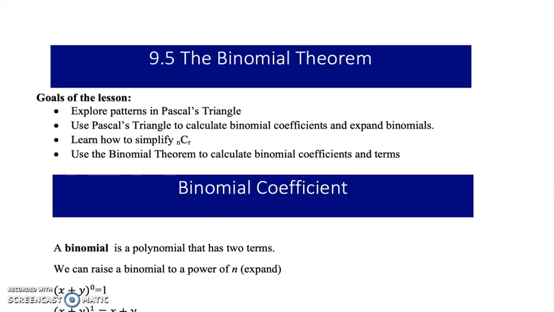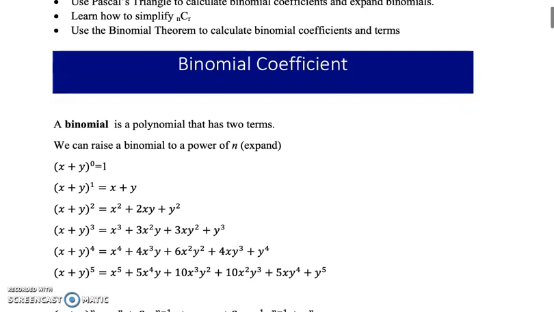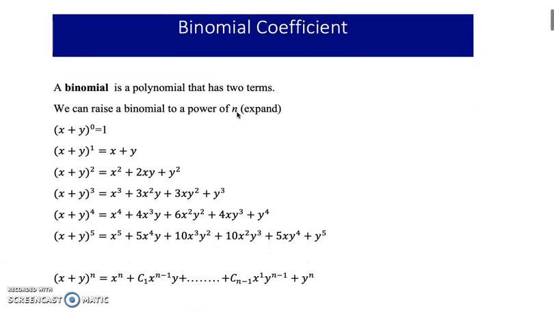Hello, today we're going to talk about the binomial theorem and the binomial expansion. Now, as you know, a binomial is a polynomial that has two terms, and when we talk about expansion, it means that we can raise the binomial to a power of n, any power of n, such as power of 0, power of 1, 2, 3, 4, 5, and so on, up to any exponent that we want.